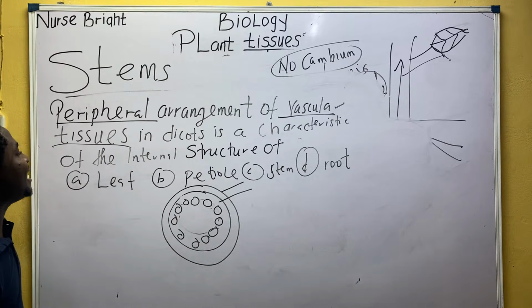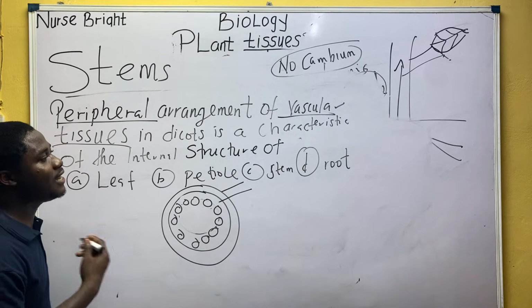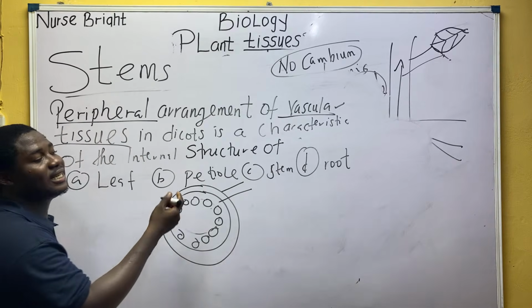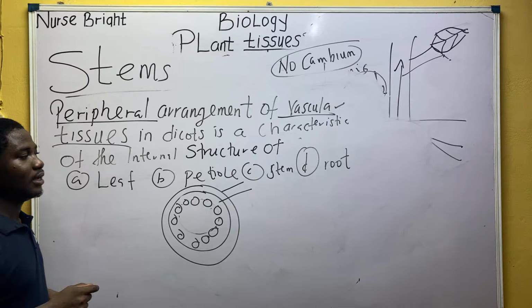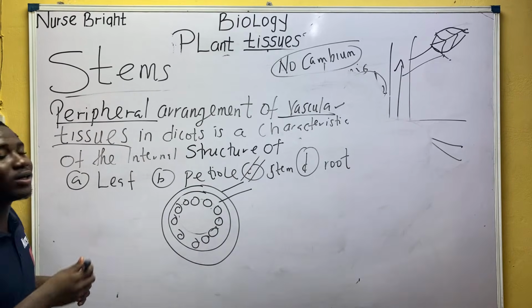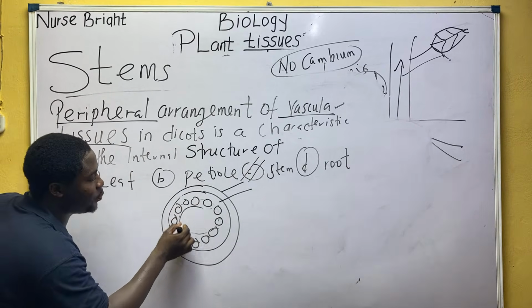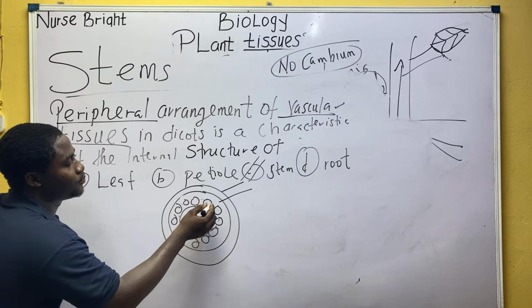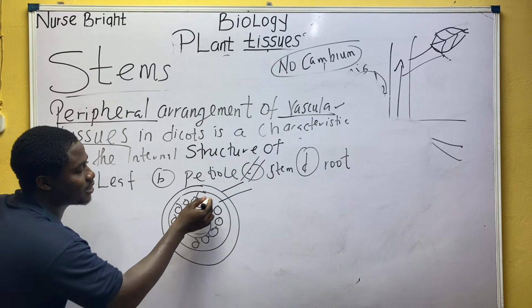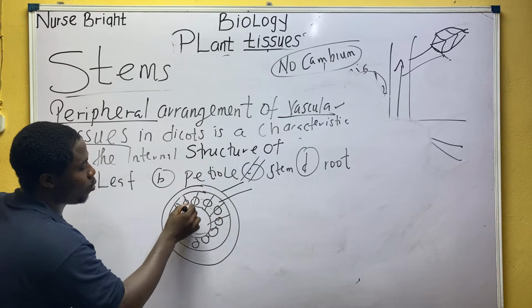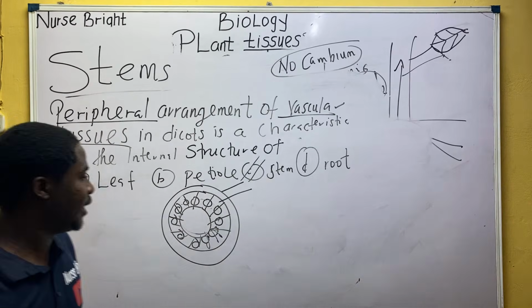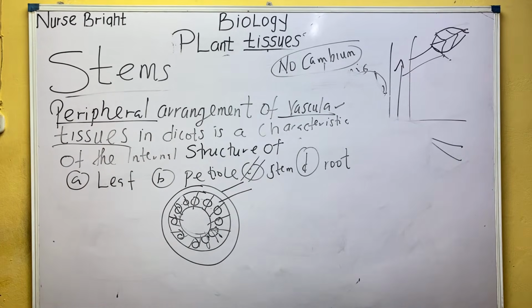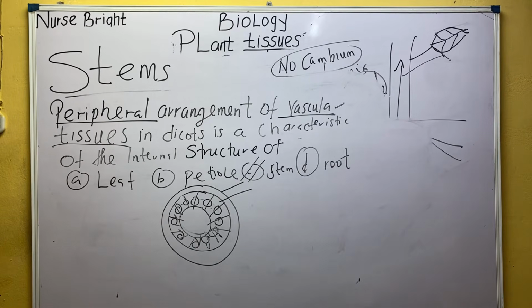So where is this seen? Is this seen in the stem, root, leaf, or petiole? Class, what is the answer? The answer is stem. Dicot stem. You know, this is the pith, right? From the cortex, there's a line that draws down like this, what we drew just now. They are arranged peripherally, like a ring. Do you understand what I just did, class? Does it make sense? Very good. You can see how it works.